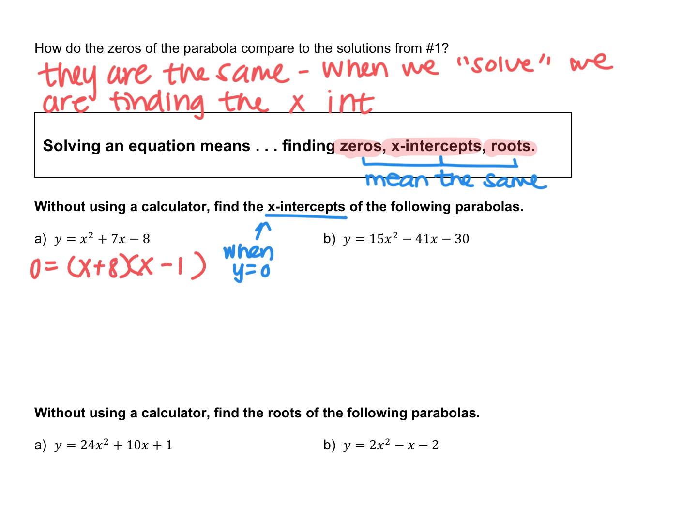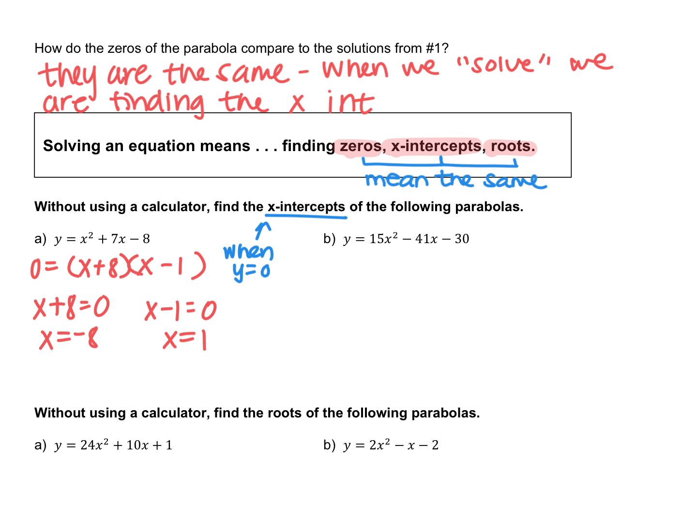So do you see how this is making it set up to be an x-intercept? We're solving for x where y is 0. And so then we keep going. So x plus 8 equals 0, x equals negative 8. x minus 1 equals 0, x equals 1.